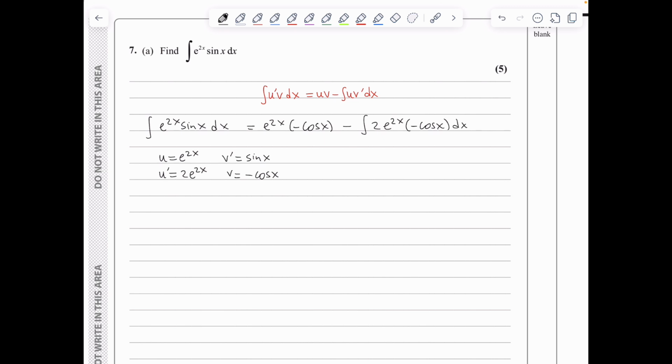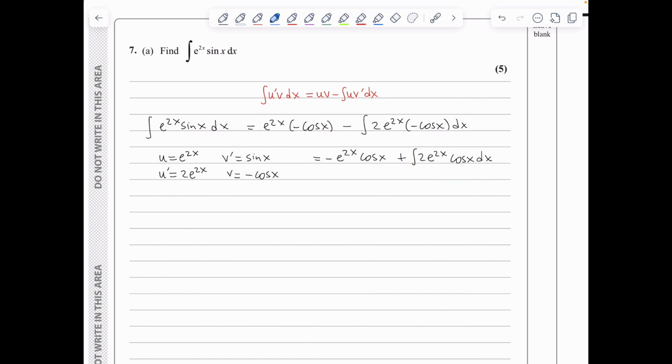So this simplifies to minus e to the 2x cos x plus the integral of 2e to the 2x cos x dx, and we should be able to recognize the need for integration by parts again on the integral of 2e to the 2x cos x dx.